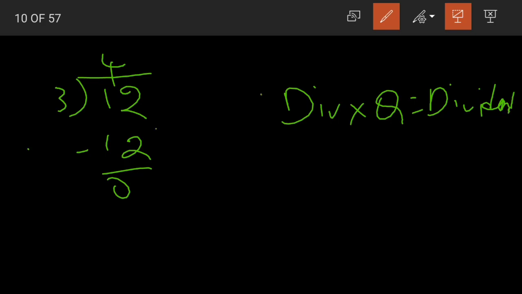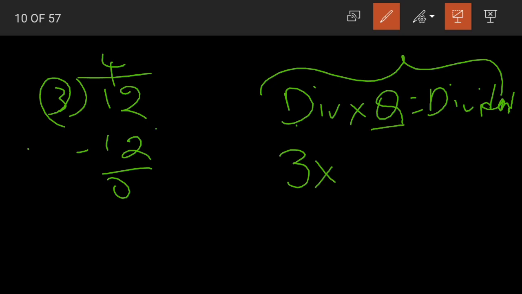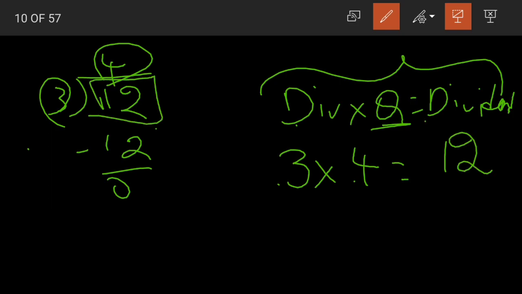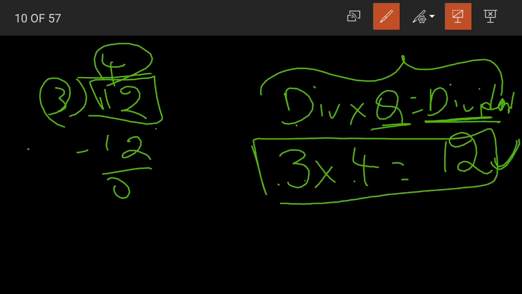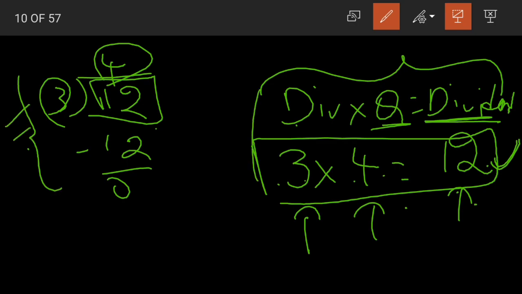Now when you are done with your division, you can check your answer with this statement. What is our divisor? 3 into what is our quotient? 4. 3 fours are how much, children? 12. Now isn't 12 our dividend here? Yes, 12 is our dividend. So we got the correct answer. Divisor into quotient is equal to dividend. So from this we can say that the division that we have done is correct. This is the verification to check whether the answer that you have got is correct or not.